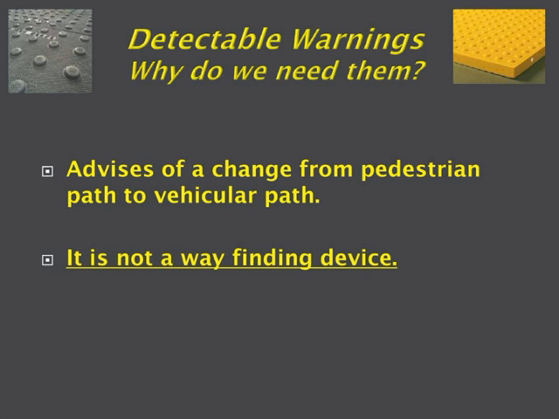Detectable warnings, they're not as strange to us as they used to be about 5 or 6 years ago when they finally became a real requirement. I think a lot of people, including myself, really didn't understand these things, what to do with them, and I found that one of the key things to know is what they're for, and that helps you understand what to do with them. The reason for the detectable warning is it advises a person who is blind that they've come to the end of the sidewalk, they're leaving the safety of the sidewalk, and they're about to enter traffic. That's all it's for. It's not a wayfinding device; that's been a misnomer for a long time. It does not tell the person who's blind which way to go once they've crossed that line.